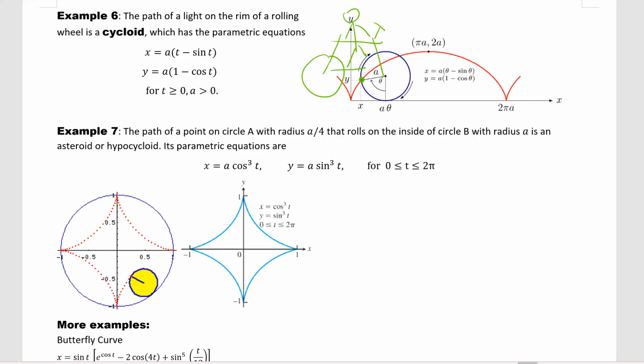And the parametric equation is x equals a(t minus sine t), y equals a times (1 minus cosine t). In this case, we're not able to express the parametric equations in terms of an xy relation. So actually the parametric equation is more general. It can help us to define more general functions.